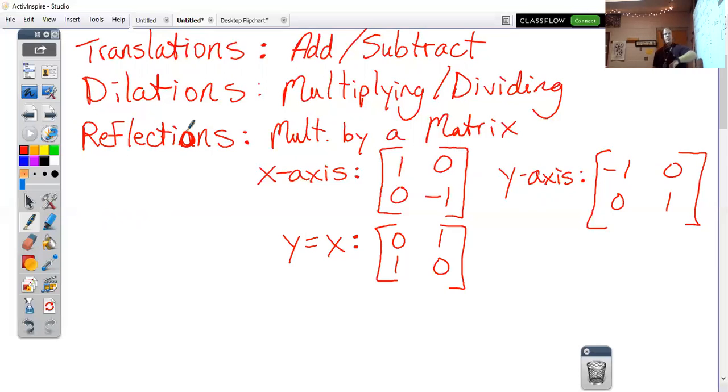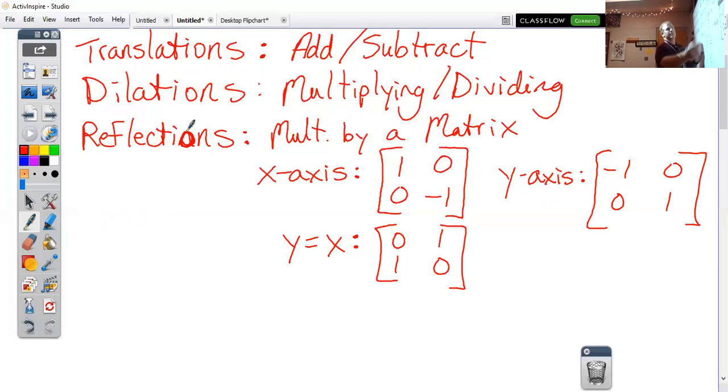So for the x-axis, 1, 0, 0, negative 1. For the y-axis, negative 1, 0, 0, 1. And then for y equals x, you're multiplying by 0, 1, and 1, 0. Okay? Everybody good? All right.